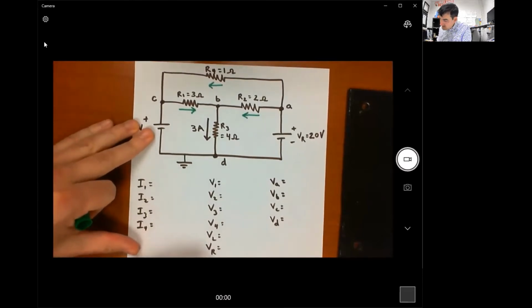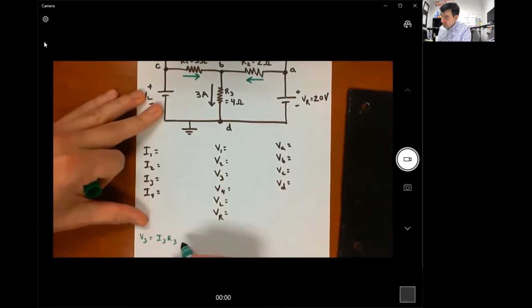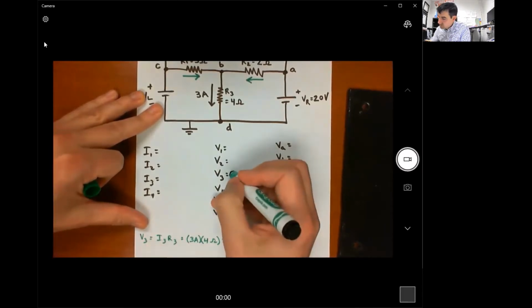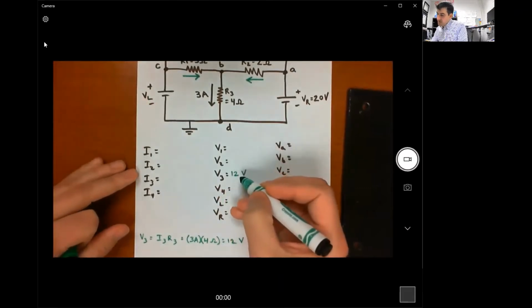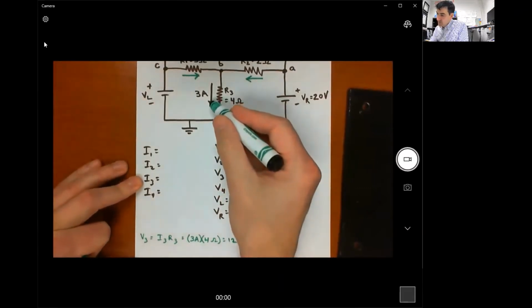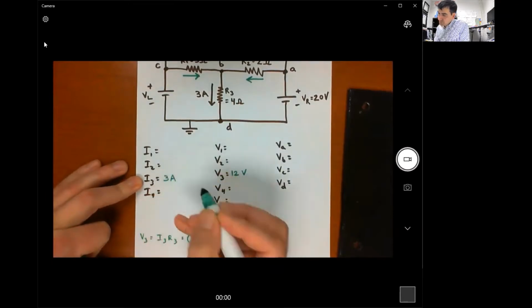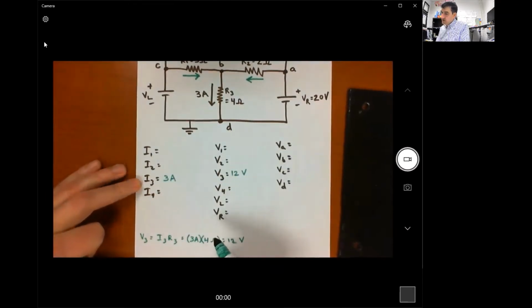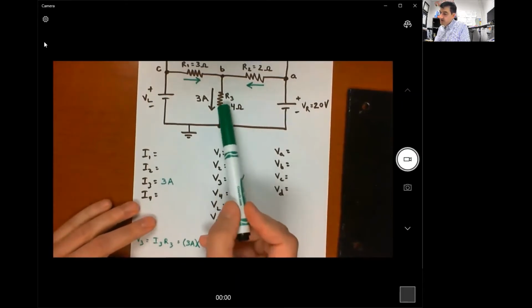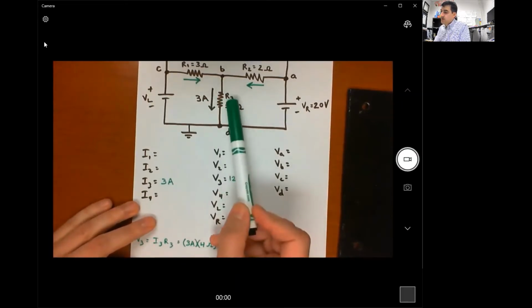So V3 equals I3 times R3. I3 is given as 3 amps, and R3 is 4 ohms. So 3 times 4 is 12. Amps times ohms gives you volts, so V3 is 12 volts. And while we're here, we can also fill in I3, because we were given that it was 3 amps. Now we know everything there is to know about component 3: we know I3, V3, and R3.